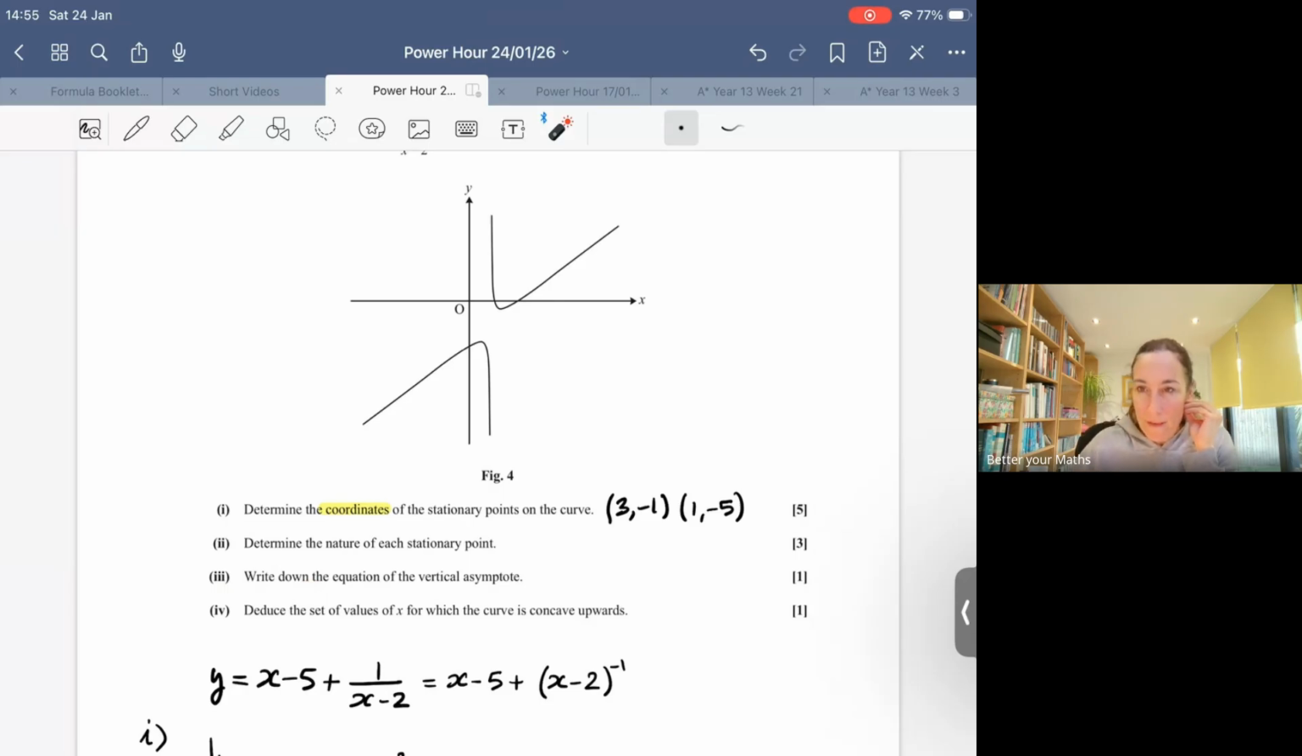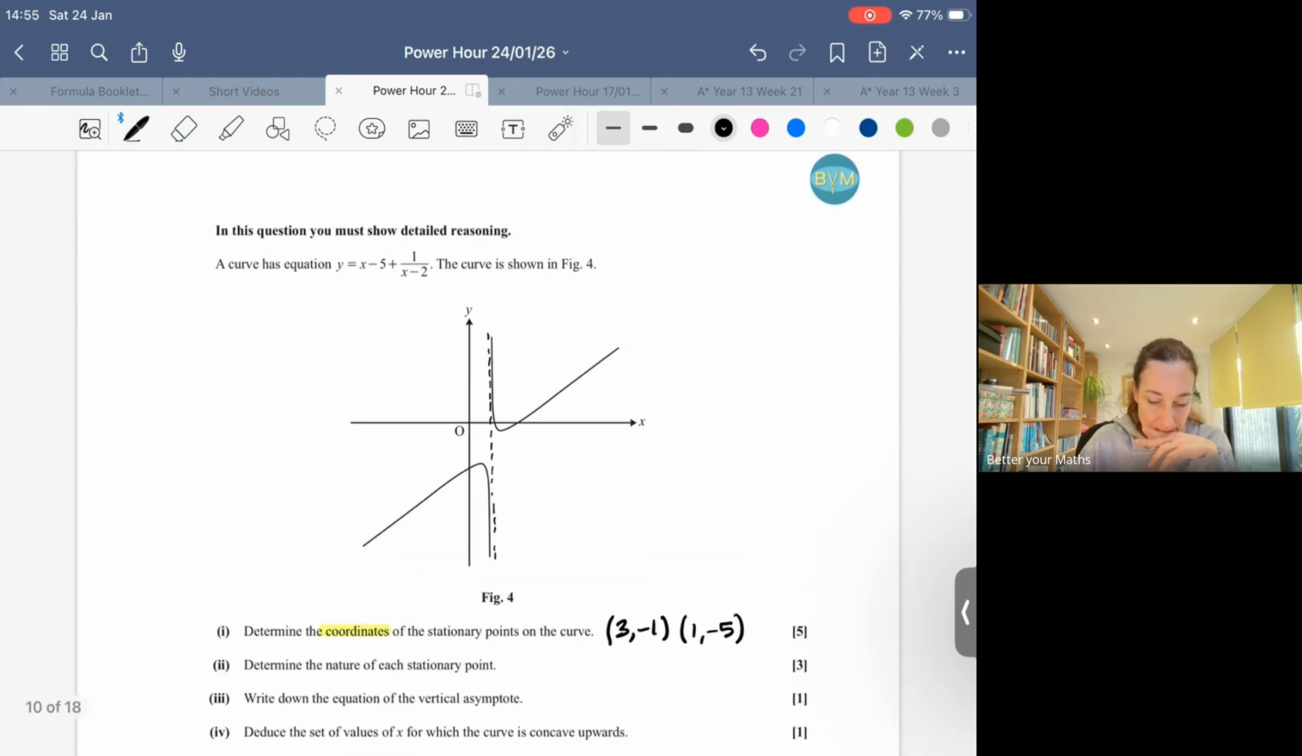Yeah. More questions? Write down the equation of the vertical asymptote. So now we will be thinking, where is the asymptote? How can you find it? So it seems clear that there is an asymptote here. How are we going to find that asymptote? Any idea? We have the equation of the function. Where is the asymptote? Para, what do you think?